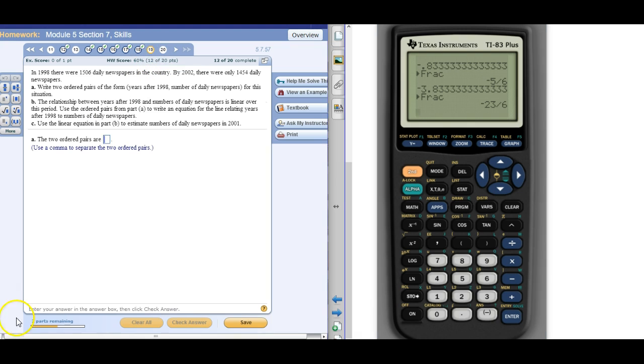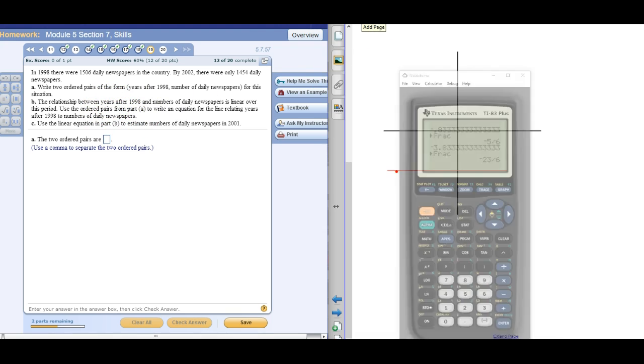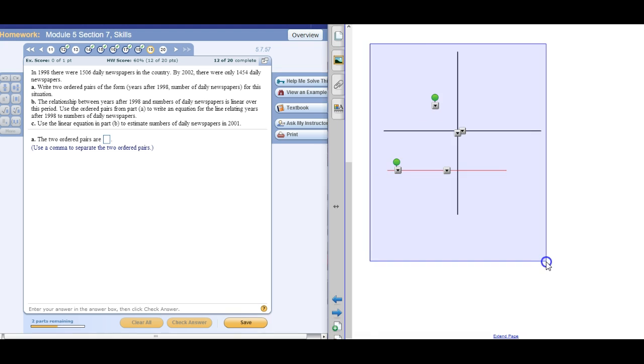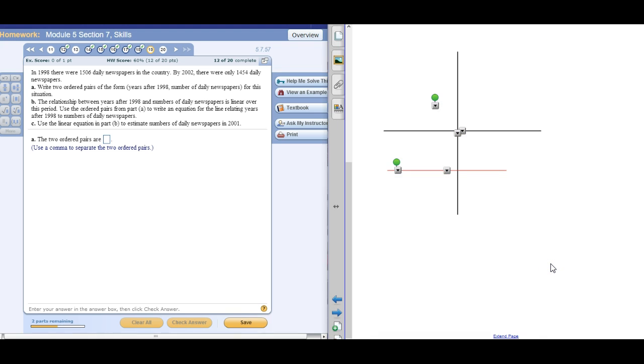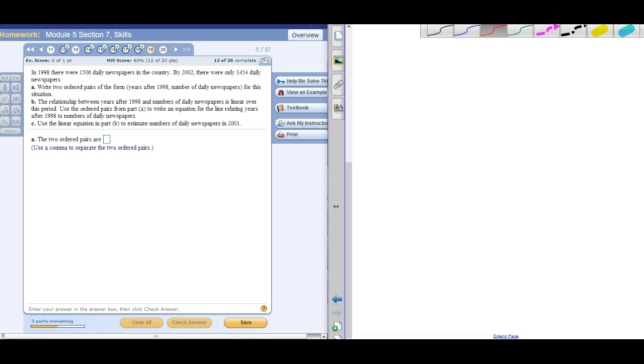Now, this last problem I'm going to show you in this video, this is a very commonly missed problem. The reason why it's so commonly missed is because it's just unusual. It's different to do a problem like this. You've probably never done a problem like this before, or if you have, it may have been a while.